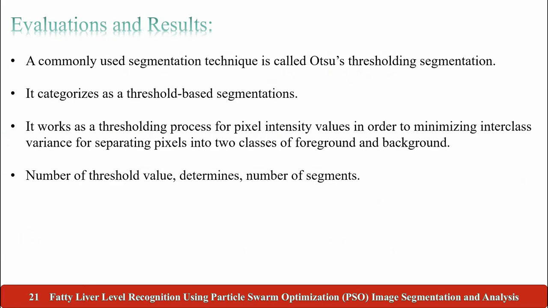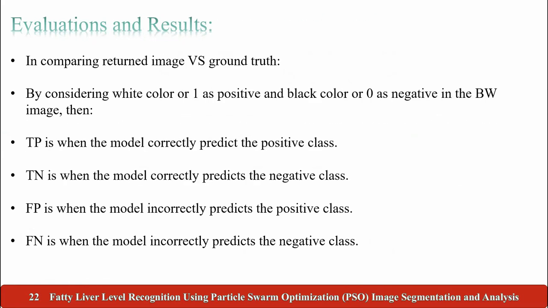A commonly used segmentation technique is also called thresholding segmentation. It is categorized as a threshold-based segmentation. It works as a thresholding process for pixel intensity values in order to minimize inter-class variance for separating pixels into two classes of foreground and background. The number of threshold levels determines the number of segments here.